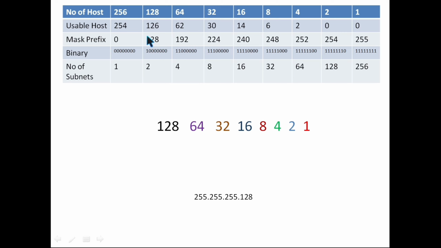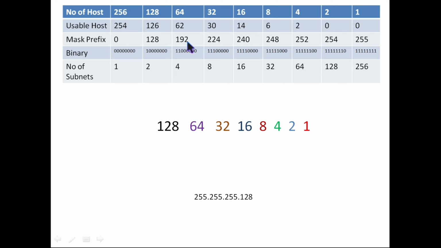Now let's learn how this 128 is derived. We know that there are 8 bits in any number of an IP address or subnet mask. Each bit has a corresponding value. The first bit corresponds to 1, the second bit 2, the third bit 4, the fourth bit 8. So every bit has a corresponding value. So we write this 128.